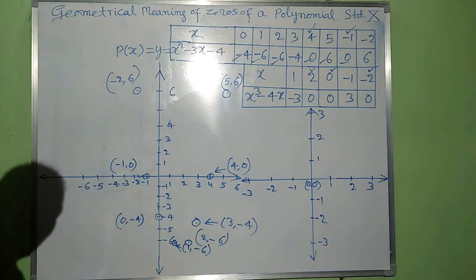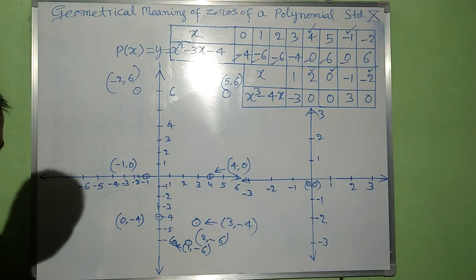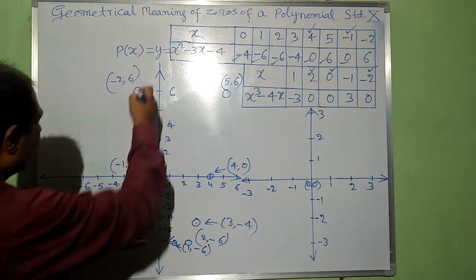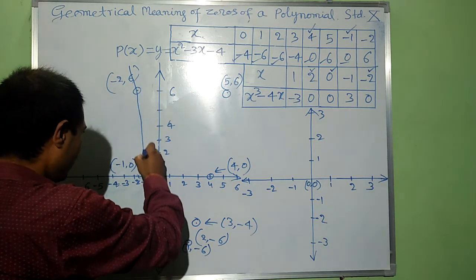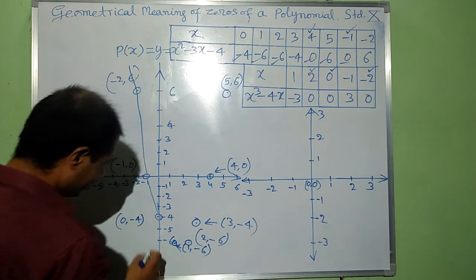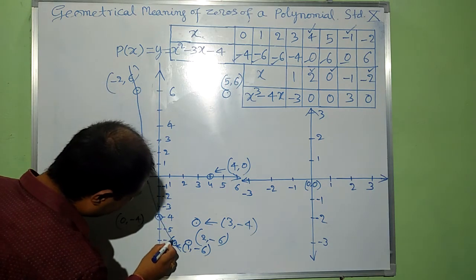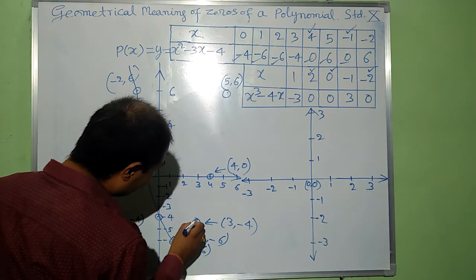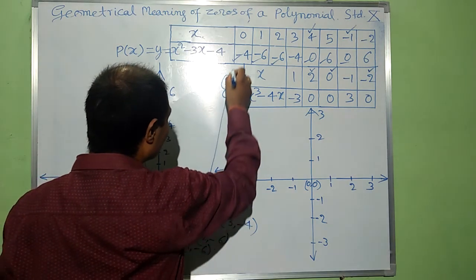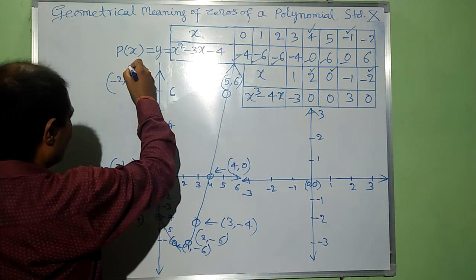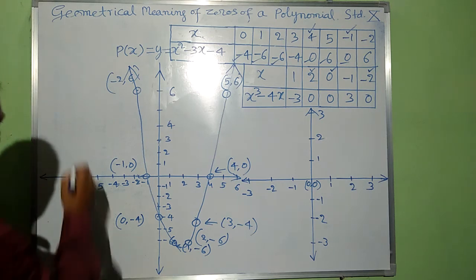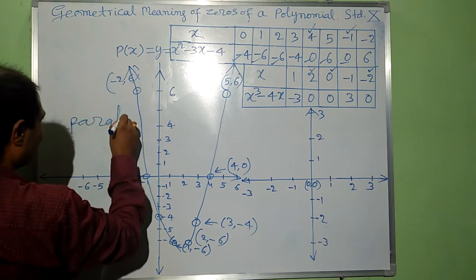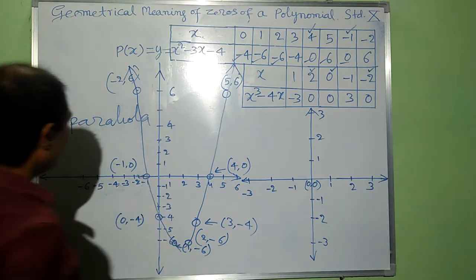Now we have to draw a graph by given information. This will be drawn like this. From this point, graph will go like this. And this is an upward parabola. This curve is a parabola.